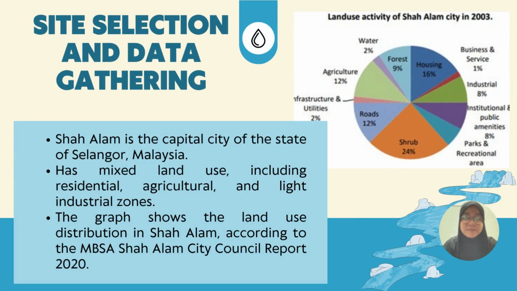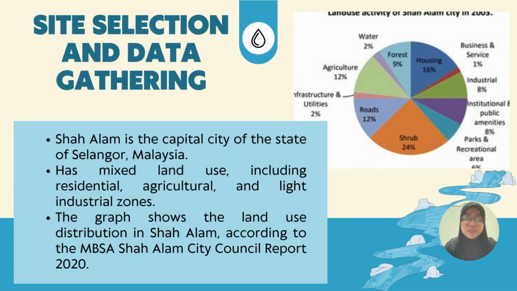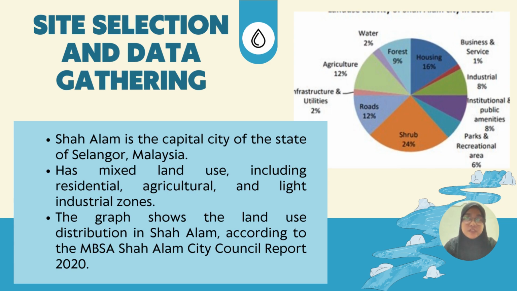Shah Alam is the capital city of the state of Selangor, Malaysia. The suburban area around Shah Alam has mixed land use, including residential, agricultural, and light industrial zones. Initially spanning 41.69 km² in 1979, Shah Alam has since rapidly expanded to cover 290.3 km².